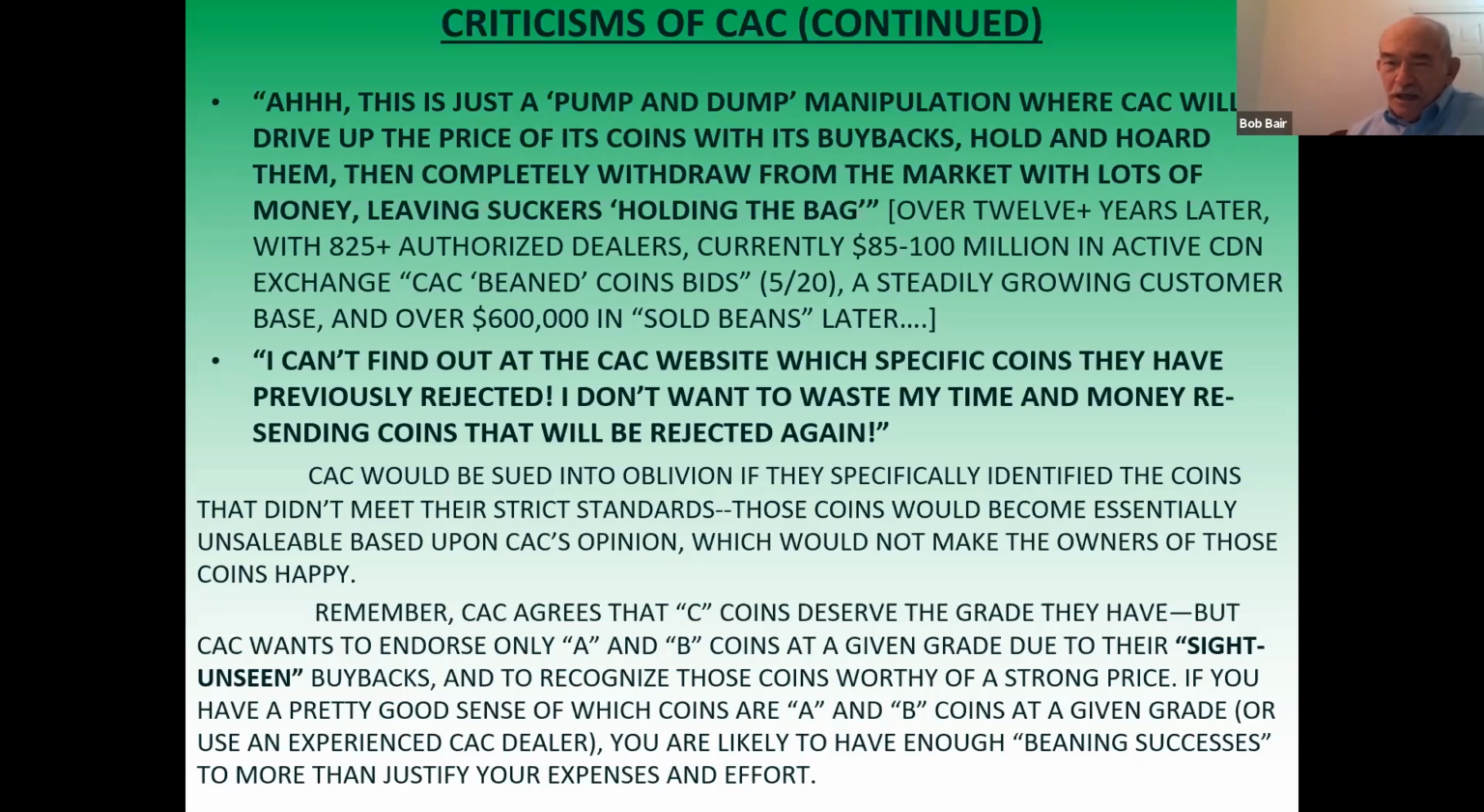"I can't find out at the CAC website which specific coins they've previously rejected. I don't want to waste my time and money resending coins that'll be rejected again." Well, here's why.